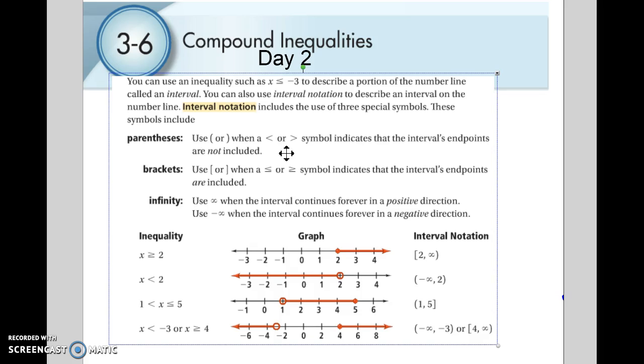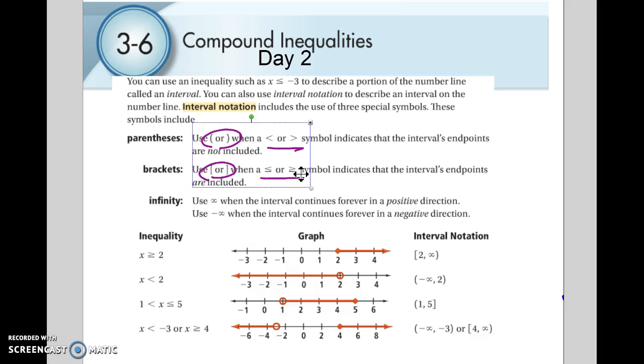So there are 3 symbols that you need to know for interval notation. 2 of them we've already discussed, which are the parentheses and the brackets. The parentheses are the ones that we use when we have a greater than or a less than sign, no equal to. The bracket is the one that we use when we have a less than or equal to, a greater than or equal to sign. And infinity we're going to use to show where our endpoints are if that line keeps on going. So you're going to see what I mean now in these examples.